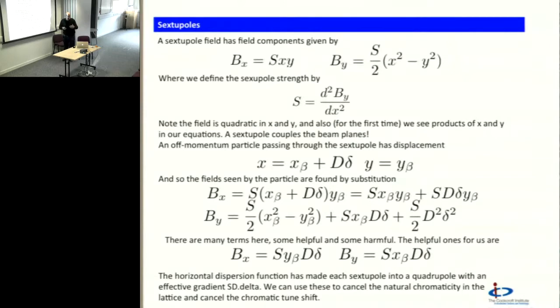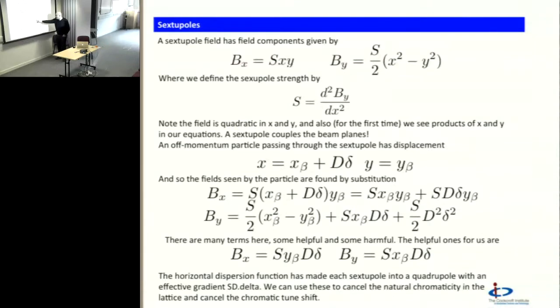So what happens is an off-momentum particle passes through the sextupole and has a displacement. So imagine we have a particle going into a sextupole. It has some betatron oscillation. It has some offset from dispersion because there are dipoles in the lattice, and it's got some vertical coordinate from vertical betatron oscillations. There's no vertical dispersion because we're only bending in the horizontal plane. So that's some arbitrary particle coordinate. What fields does this particle see? Well, the Bx is just the x and the y coordinates multiplied together.